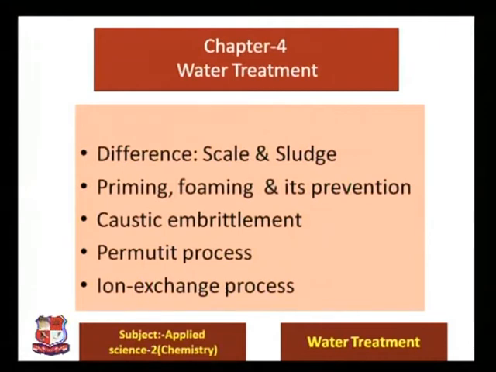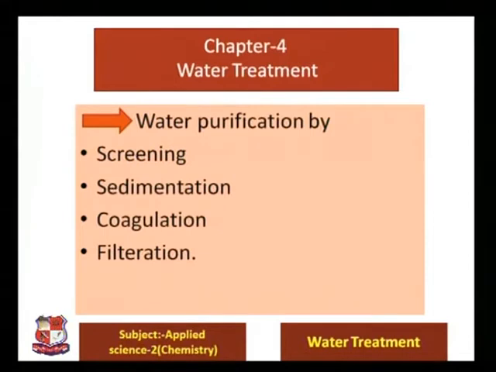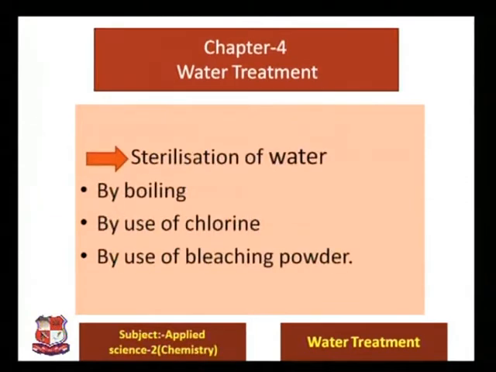Then we will be discussing caustic embrittlement. Then we will see the permutit process in detail. We will be studying the ion exchange process. Then we will be looking at water purification techniques, that are screening, sedimentation, coagulation, and filtration. Then we will be seeing sterilization of water by boiling, by use of chlorine, and by use of bleaching powder. These are the index of today's topics, and these topics will be covered in the entire session.